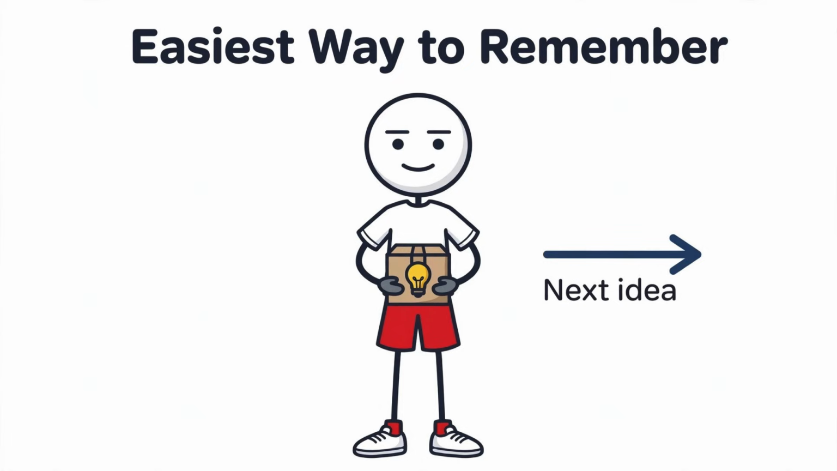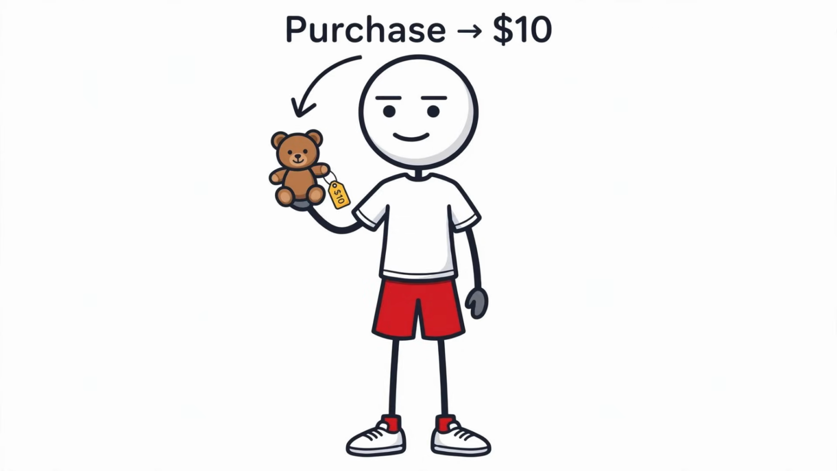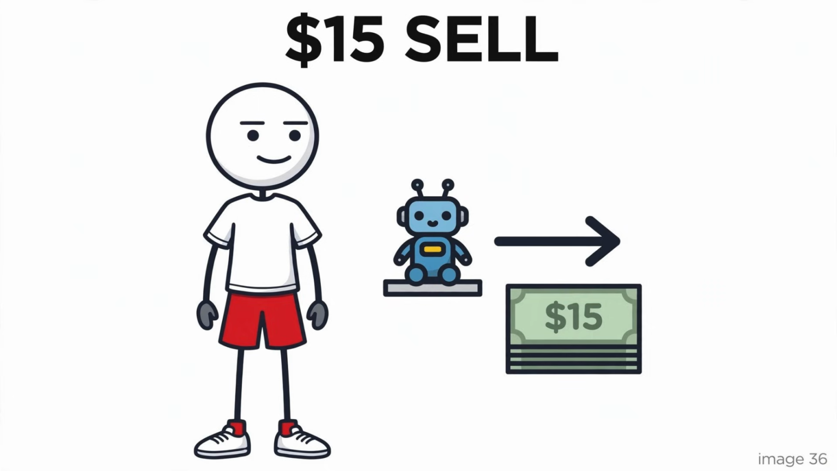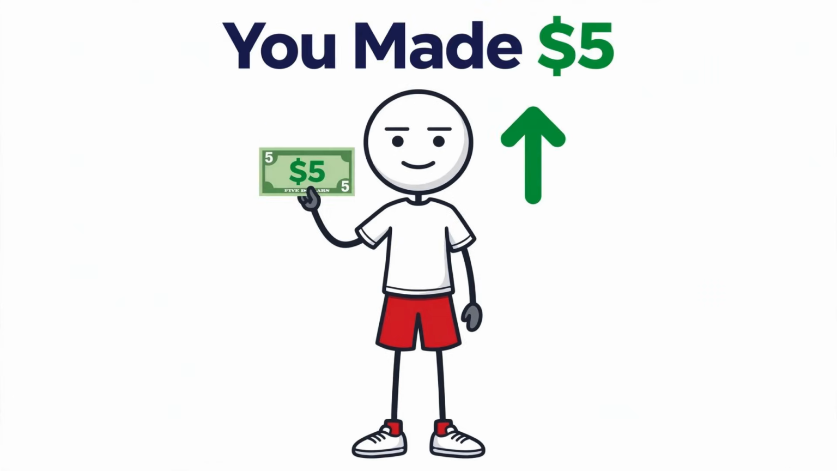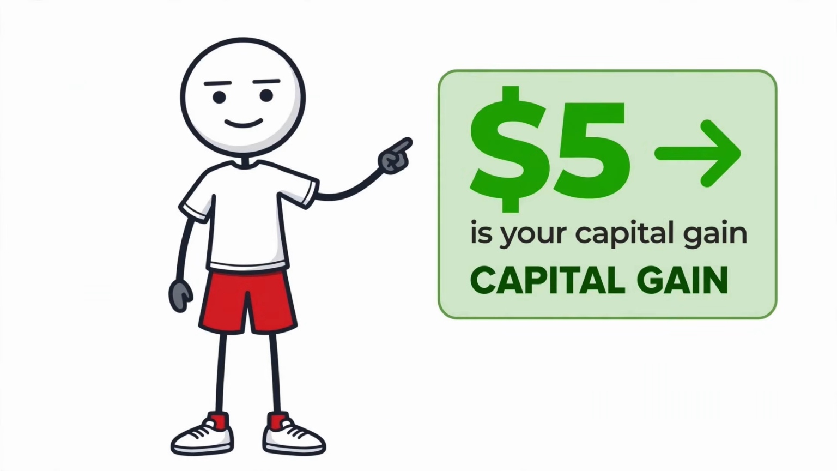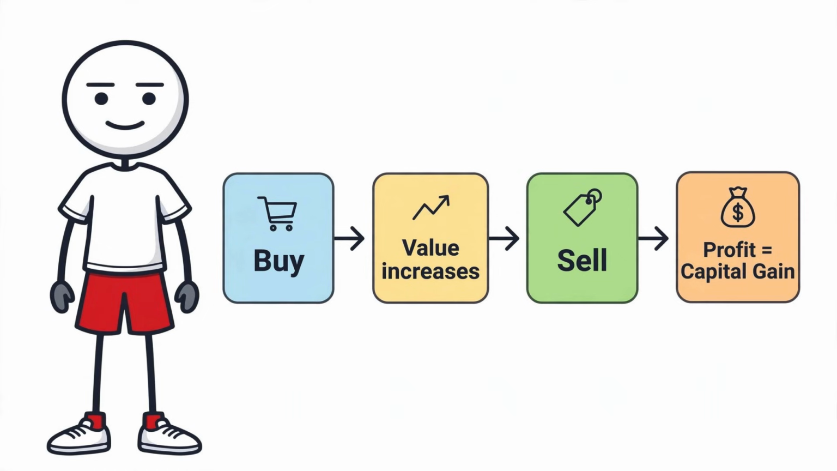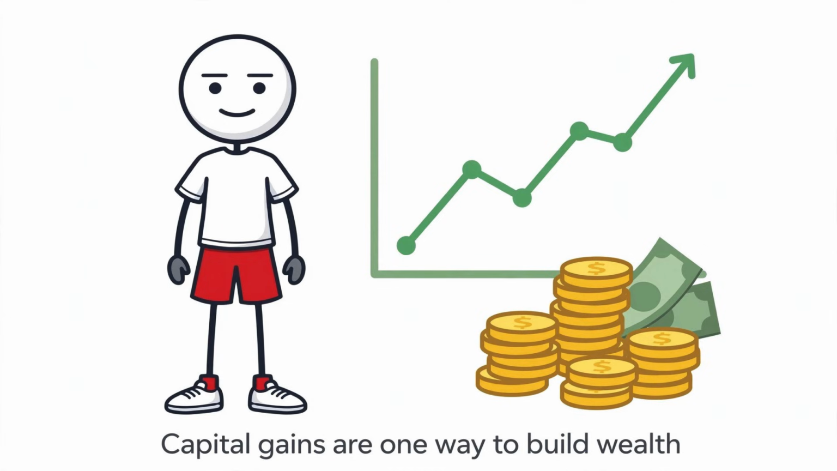The easiest way to remember. Think about buying a toy. You buy it for $10. Later, someone pays you $15 for it. You made $5. That $5 is your capital gain. So, remember, buy, value increases, sell, profit equals capital gain. Capital gains are one important way investors can potentially grow their money and build wealth over time.